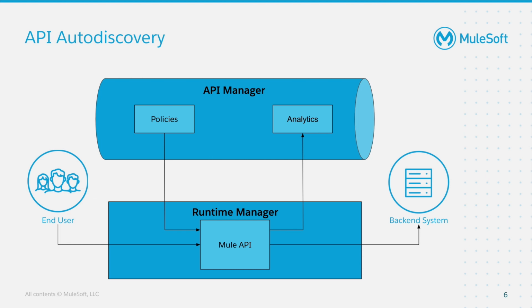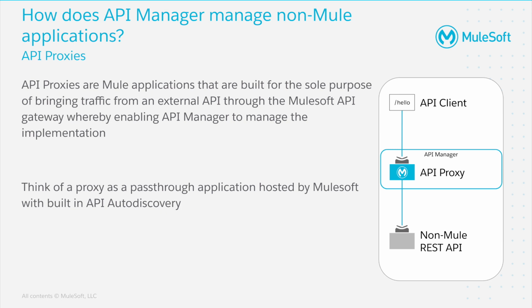After that, your Mule API processes the traffic and sends analytics back by providing the API ID to API Manager. And last but not least, the data or the request is processed to the underlying backend system or the underlying API. But what happens if you want to manage and secure any non-Mule applications or APIs? Is there a way for API Manager to manage non-Mule applications? The answer is API Proxies.